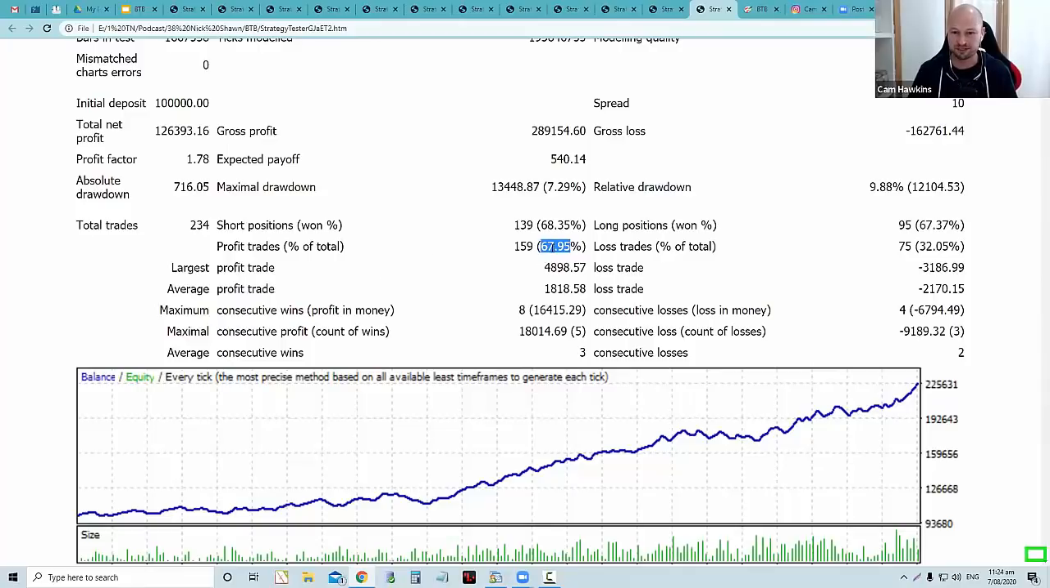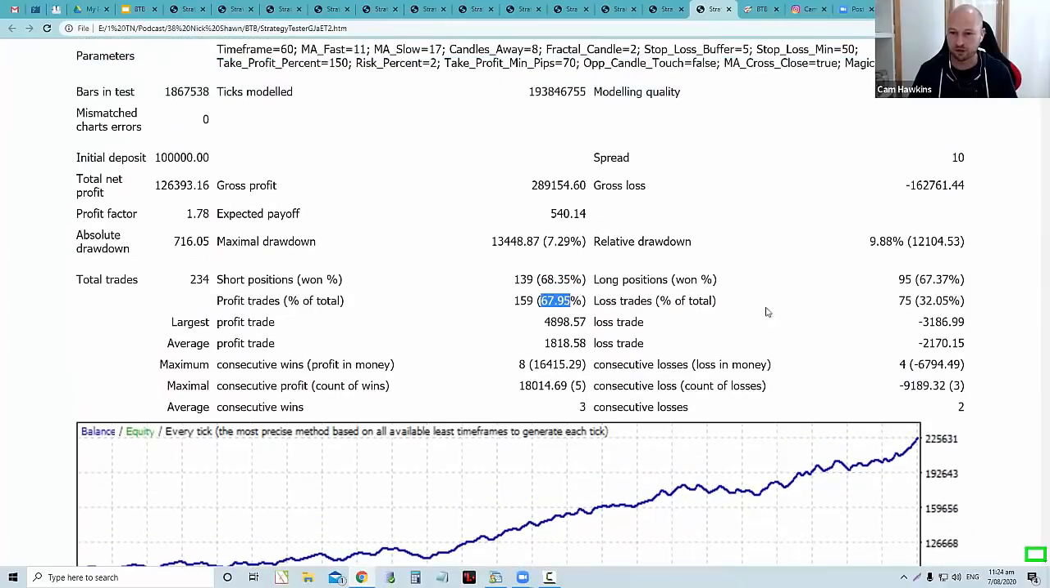So the overall win rate is 67%. Shorts won slightly more than longs, but 67% is, I mean, that's damn near 70%. A higher win rate than my manual trading system, dude. There you go.